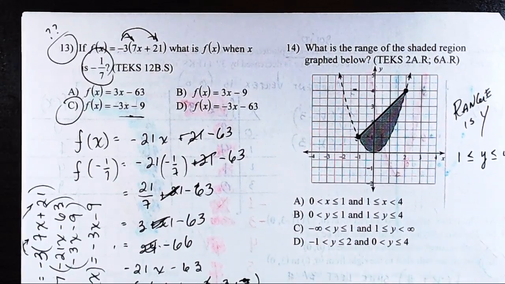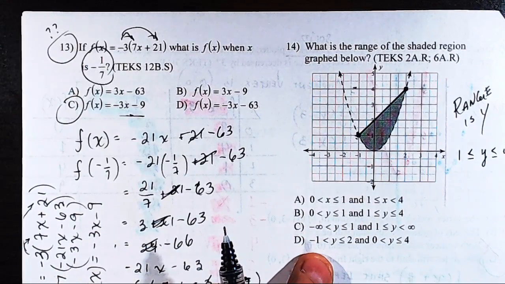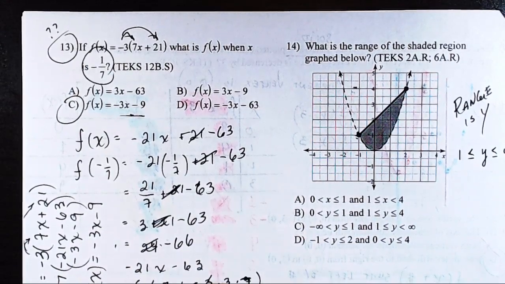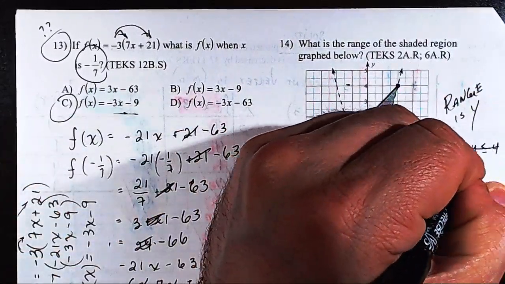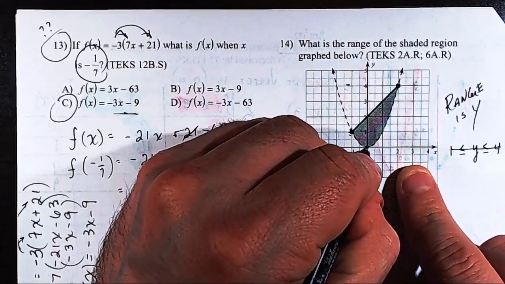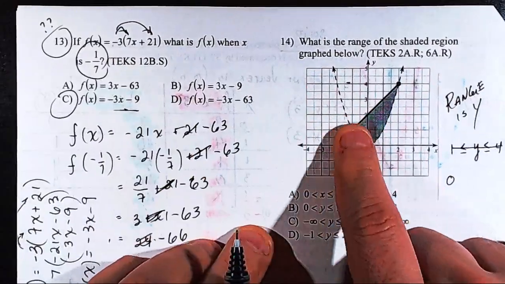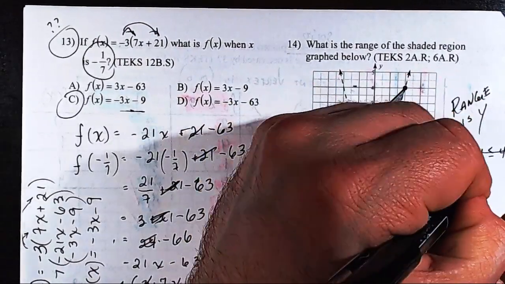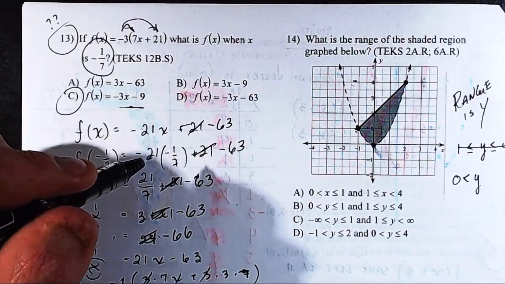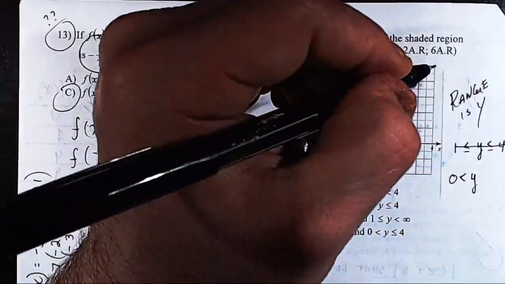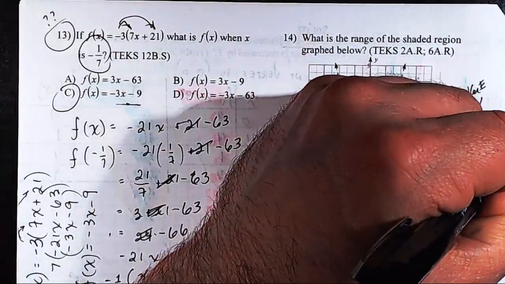Let's see. What is the range of the shaded region. Oh, excuse me. Okay, so that is not right. So the shaded region starts here. Okay, so 0, and look, it's dotted. So 0 is less than y. Okay. And then we come to this point, is less than or equal to 1.